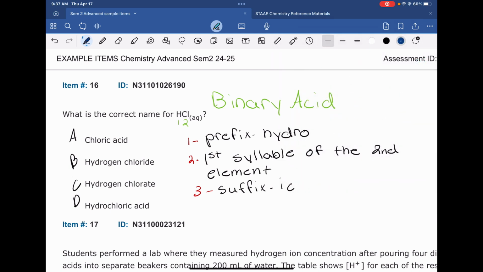So we're going to start off with hydro. And then it says the first syllable of the second element. In this case, chlorine is our second element, and chlorine is 2 syllables. So what we're going to use is chlor. That is our first syllable. Okay, and then the last part it asks for is just to add the suffix IC at the end. So hydrochloric, and then we know that this is a binary acid, so we have to add the word acid at the end. And your answer is going to be D, hydrochloric acid.